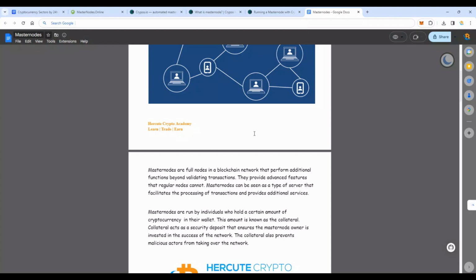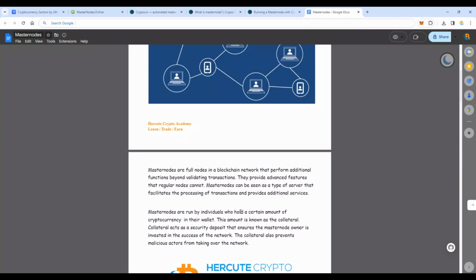Now, masternodes are run by individuals who hold a certain amount of cryptocurrency in their wallet. So that is requirement number one. You need to hold some amount of cryptocurrency in your wallet. This amount is known as collateral. Collateral acts as a security deposit that ensures the masternode owner is invested in the success of the network. The collateral also prevents malicious actors from taking over the network. So if you have to participate, you need a collateral. And collateral can be in any coin depending on which masternode you want to run.